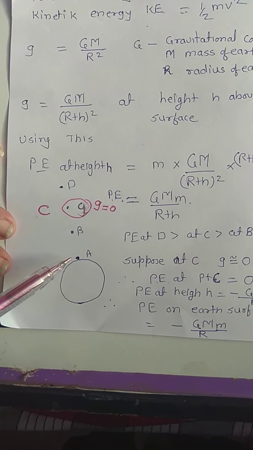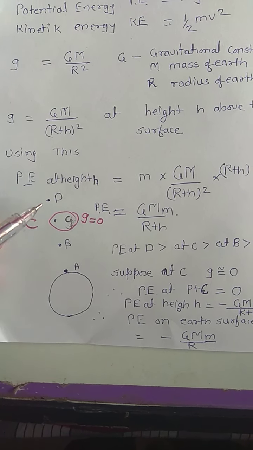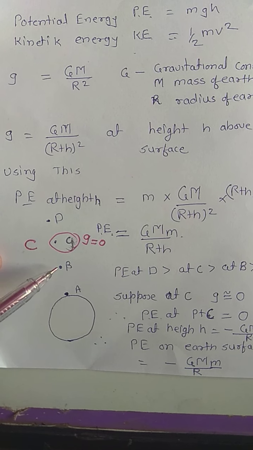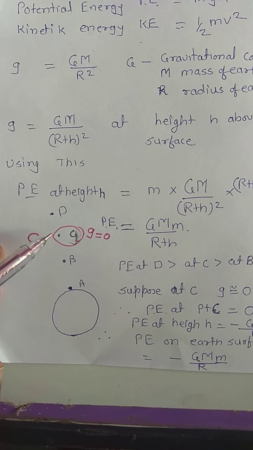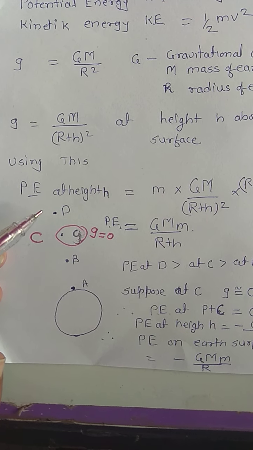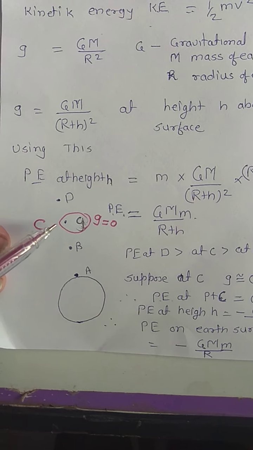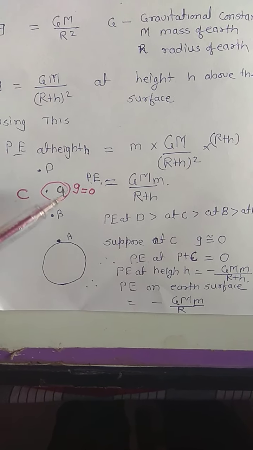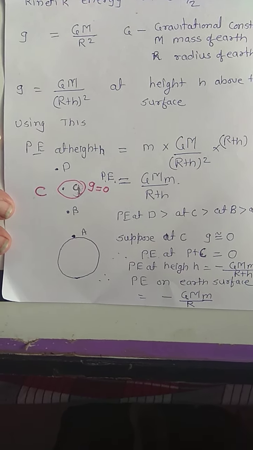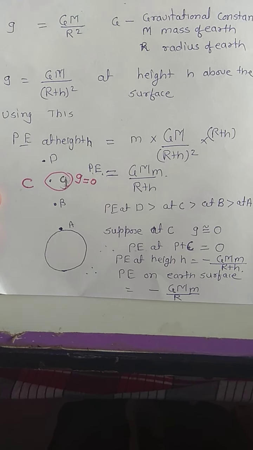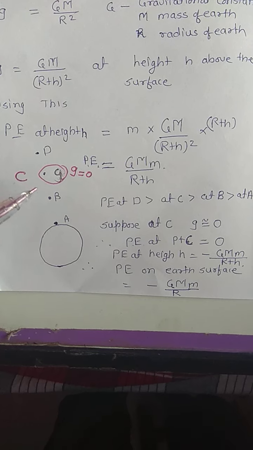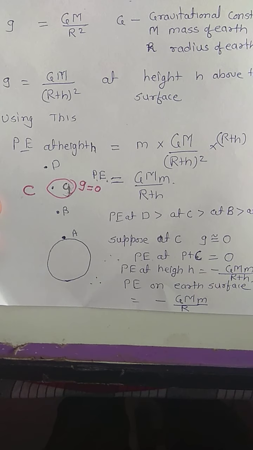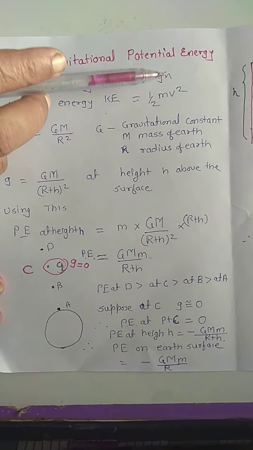Suppose there are 4 points A, B, C, D above the earth's surface like this. A is on earth's surface and B is higher than A, C is higher than B and D is again higher than C. Now suppose C is the point where height is sufficiently large such that value of g becomes 0. As value of g becomes 0, what do we get? The potential energy of any object at point C will be 0 according to formula mgh.